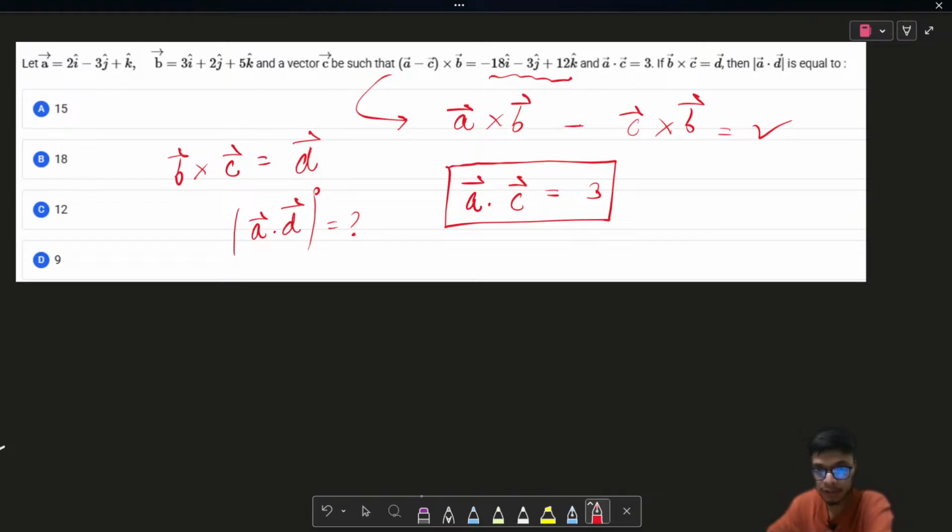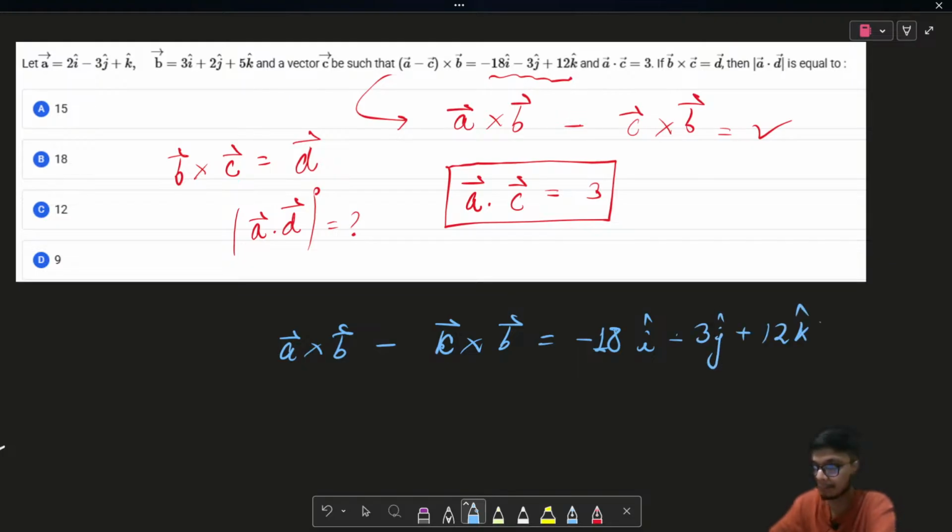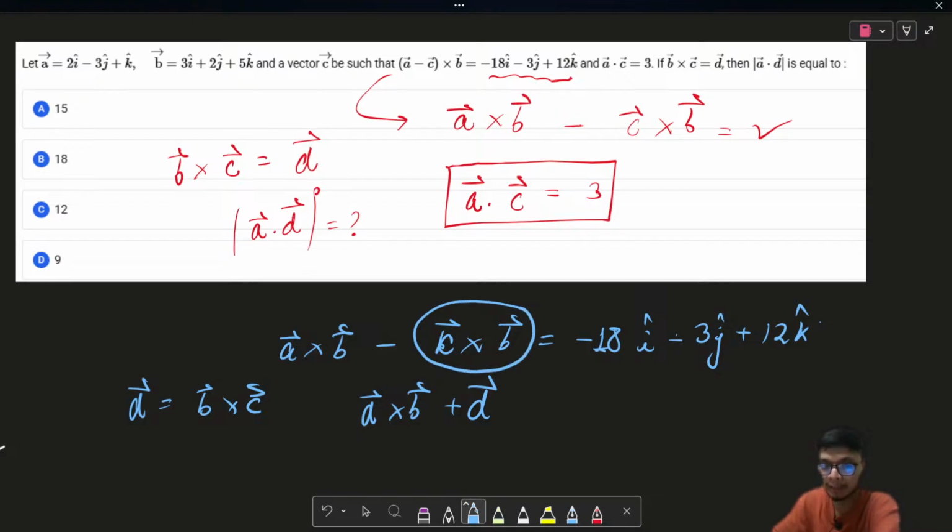Now in order to solve this problem, what you can do is that, if I expand my relation, that is a cross b minus my c cross b result, that is given as minus of 18 i cap minus 3j cap plus 12k cap. And also we know that d vector is basically b cross c, so I can simplify this expression and write as a cross b plus d vector. Why this plus? Because if I switch the position of a and b, then the result is a minus of it, right? So the minus and minus will become plus, and that is given as minus of 18 i cap minus 3j cap plus 12k cap as follows.